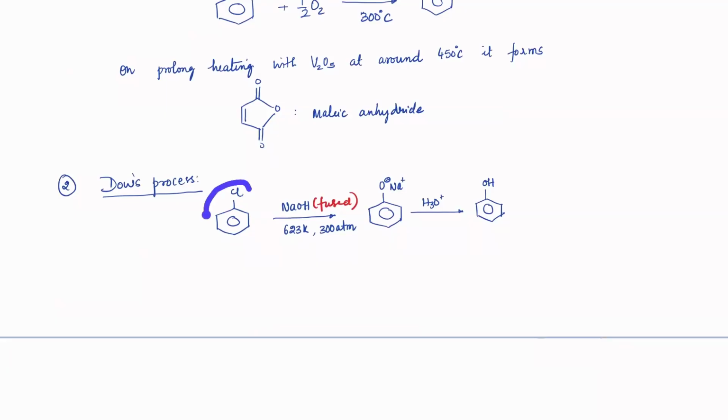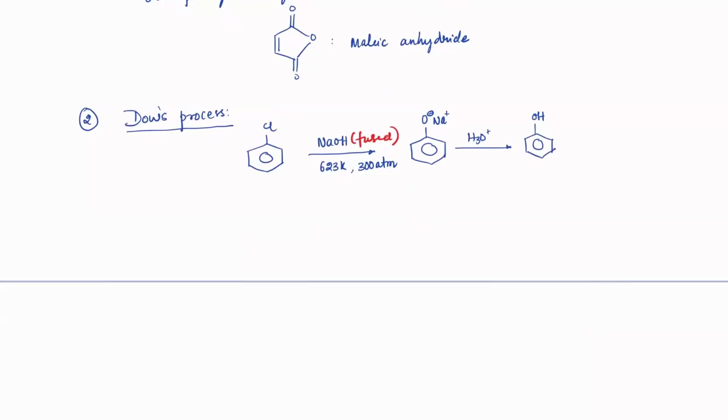Next, Dow's process. Dow's process is when you take chlorobenzene. In fact, industrially, this is the one which we use a lot of the time. So NaOH in a fused state, which means it does not have any water, it is in a molten form. If you react it around 623 kelvins and 300 atm, it will first become a phenoxide ion, and then on adding H3O+, you'll get phenol. Here the mechanism is mostly benzyne type.